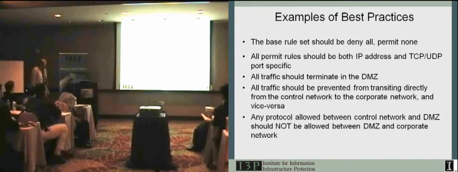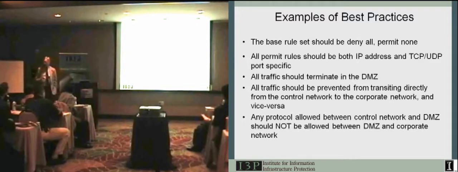And the firewall rules should be specific in what they're allowing through, both IP address and port specific. In TCP and UDP, you can put wildcards, you can put ranges in these things. And it's saying, don't do that. It also says that traffic should terminate in some of these DMZs.